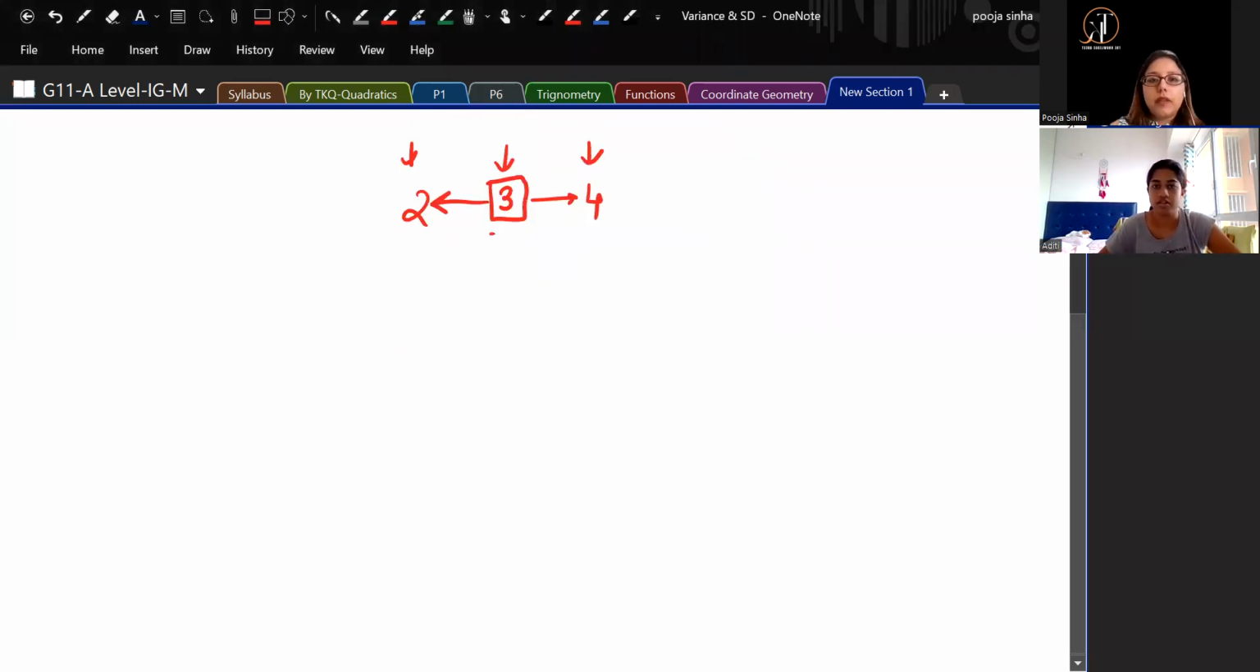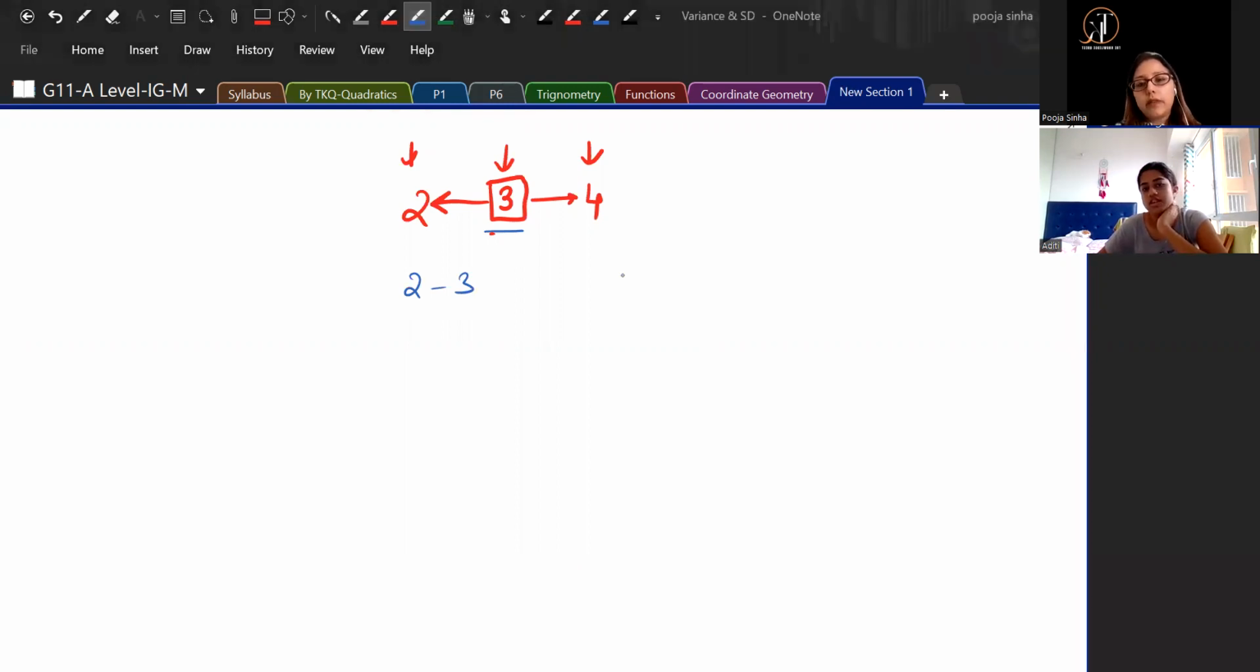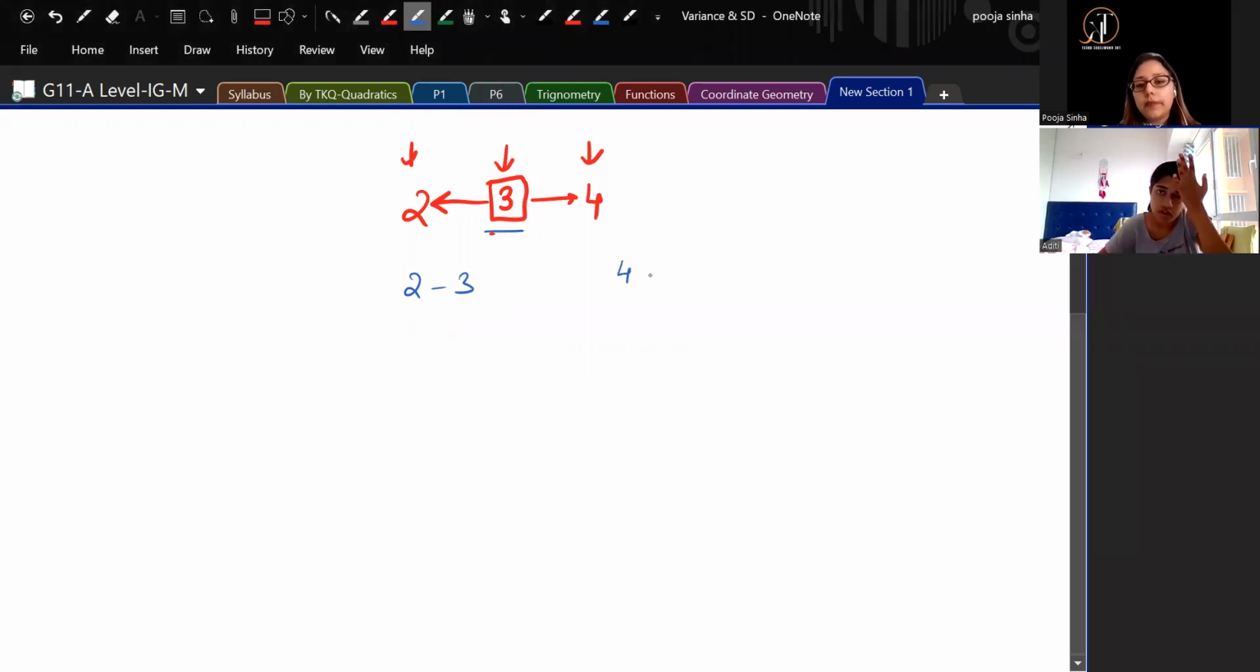If my mean is 3, the distance between 2 and 3 is how much? 2 minus 3, that is 1. Okay? That's my distance for 2, right? Then similarly, what is the distance between 3 and 4? It will be 4 minus 3, right?